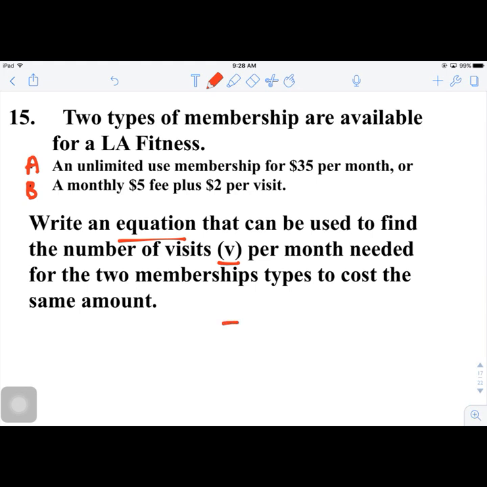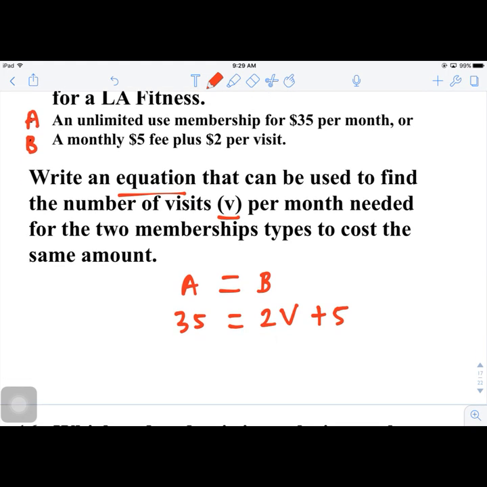For an equation, we're going to need an equal sign where the two are equal. For the first one, we have a straight flat fee of $35. And the second one is going to be $2 per visit, V for each visit, plus the $5 initial monthly fee. We're going to solve for V so we can find out how many visits it will take to be the same.